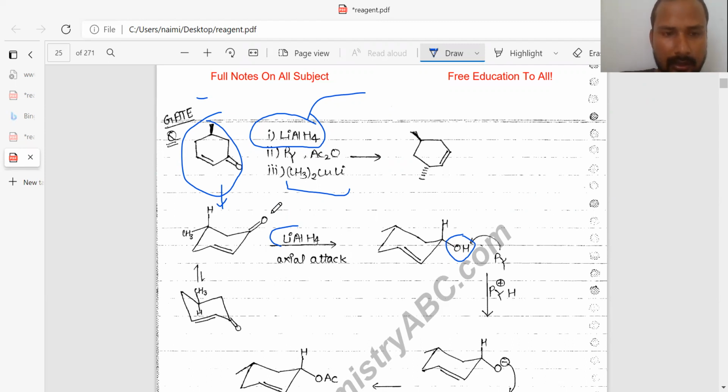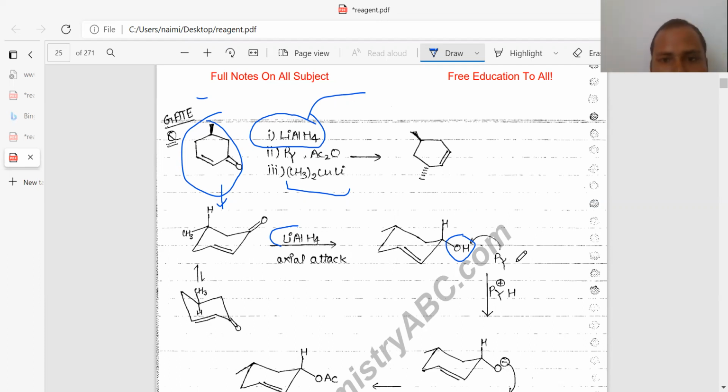When CH3 is present at the axial position, then the hydride comes at equatorial. But in this case, it is present at equatorial, so it will attack from axial. So the axial hydride will attack. After that, pyridine acetate is added.